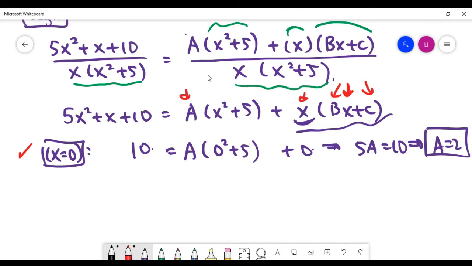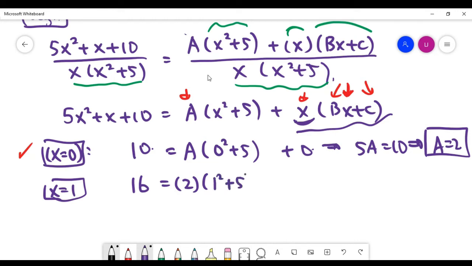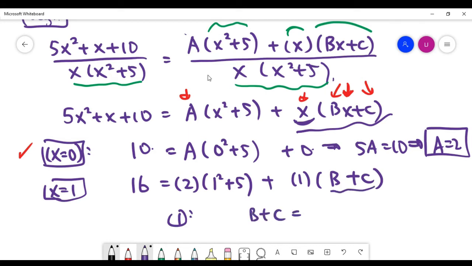So let's do it together by choosing two different values of x. For example, I can choose x to be 1. In that case, the left hand side is going to be 16 equals, and a is 2, right? So I just put it here. And the second factor of the first term is going to be 1 squared plus 5, and the second term is going to be 1 times b times 1 plus c, which is b plus c, right? Now we can write down an equation in terms of b plus c on the left hand side. We have to pull the constant to the left hand side. So I think it's 16 minus 12, which is 4.